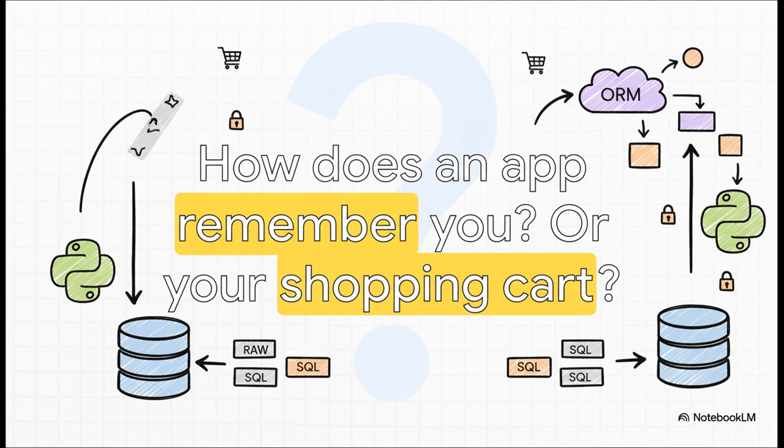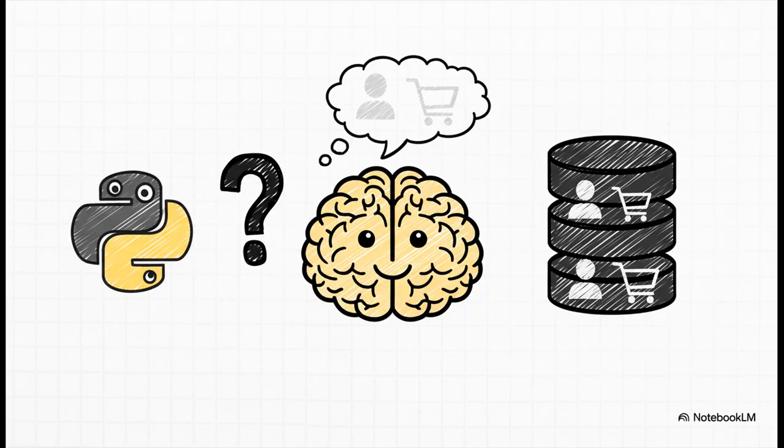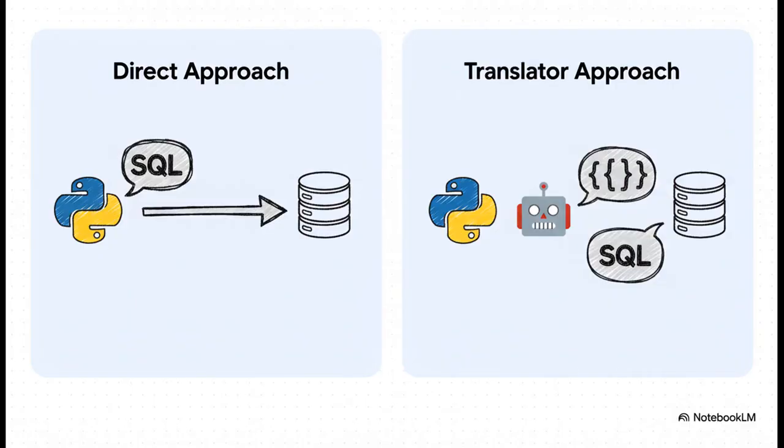But how? Well, the simple answer, of course, is a database. It's like the long-term memory for our applications. But for us, the developers, the really interesting question is, how do we build the bridge between our Python code and that memory? As it turns out, it really boils down to two main ways of thinking about it.